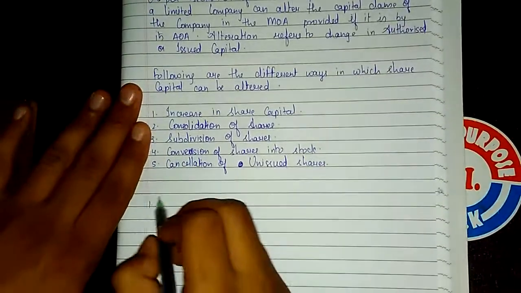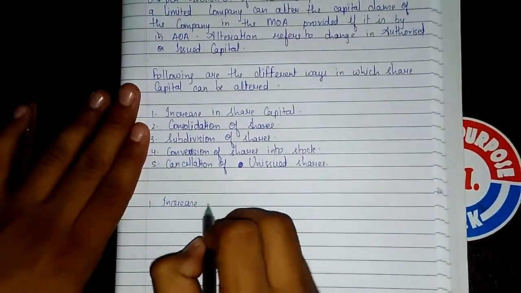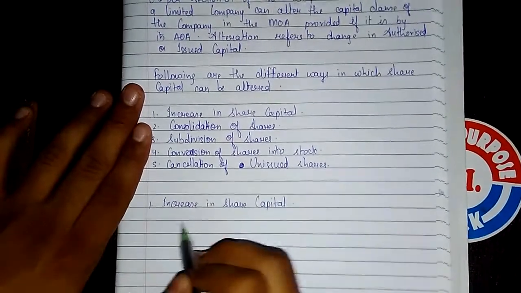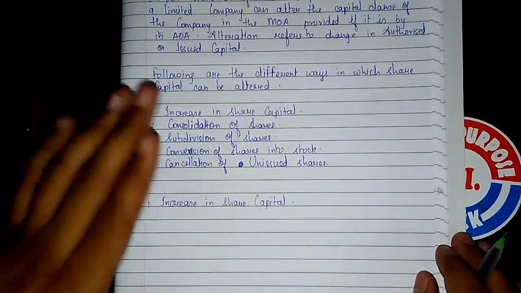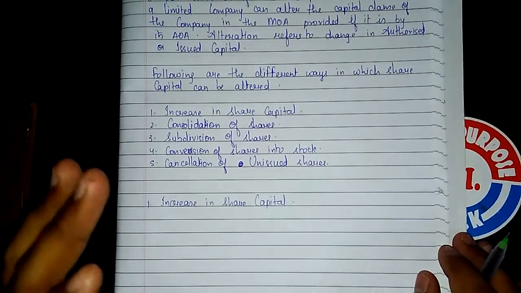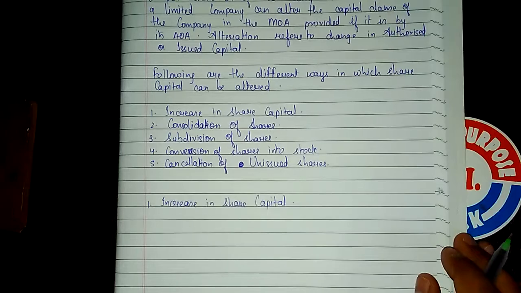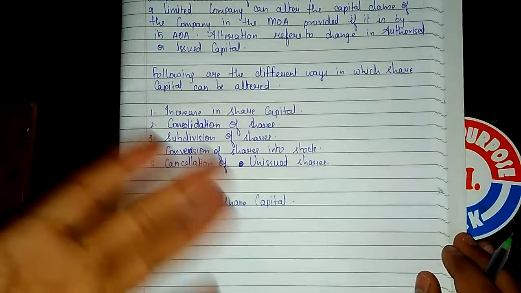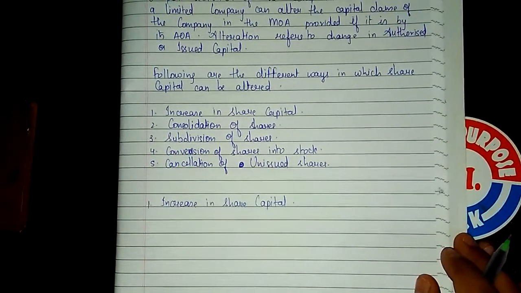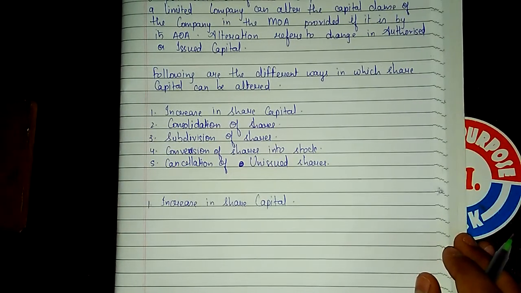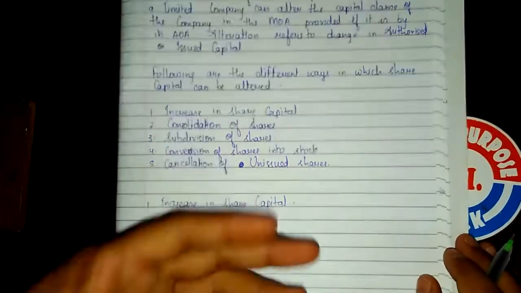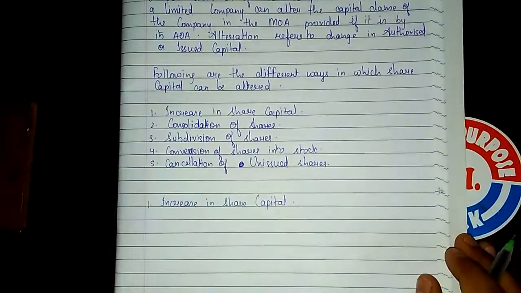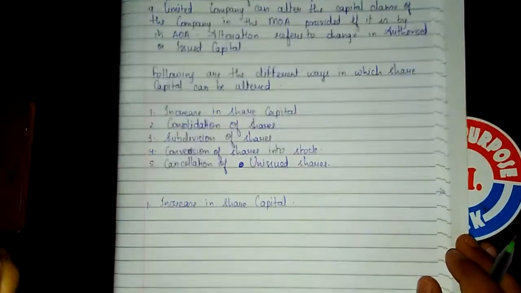So first we'll see increase in share capital. What does this mean? The company can increase its share capital by issuing new shares. So you know the entry of issuing new shares. I hope you all have studied this in your earlier classes. Issuing new shares if it is provided by its articles. If it is not provided in the articles, it can be amended by passing a special resolution. If you want, you can write what I have said. Just rewind the video, listen to it and write it.